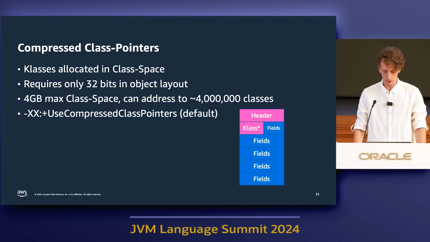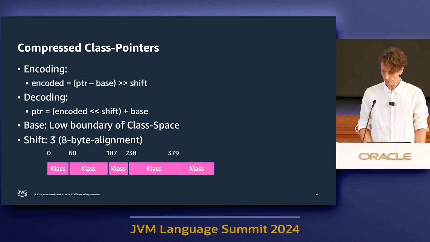So the default in the current JVM is compressed class pointers. What it does is basically allocate the class structures in a special memory block called class space. It only requires 32 bits in the object layout currently. It can address up to 4 gigabytes of class information, or about 4 million classes currently. And it's on by default by this flag.